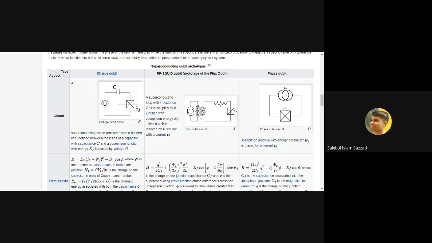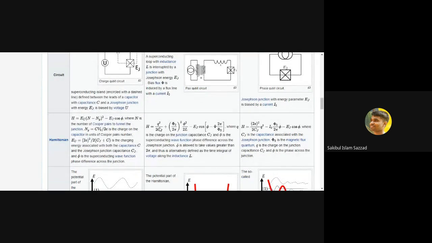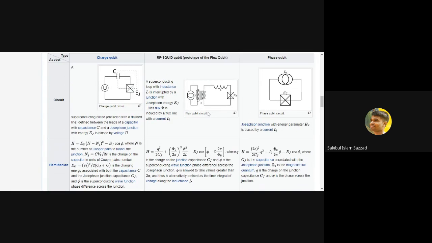Now let me describe the Hamiltonian and how it looks. You can see the picture. Again, I'm describing: I have a capacitor, I have an inductor, and I have a Josephson junction. The capacitor Hamiltonian is the energy stored in the capacitor, half CV squared.